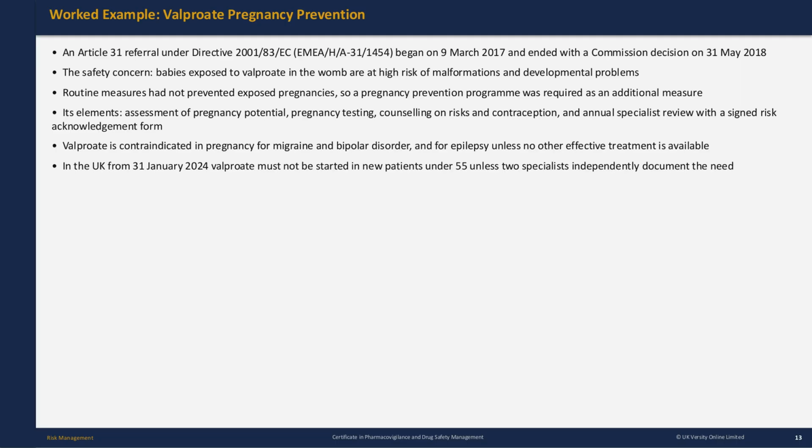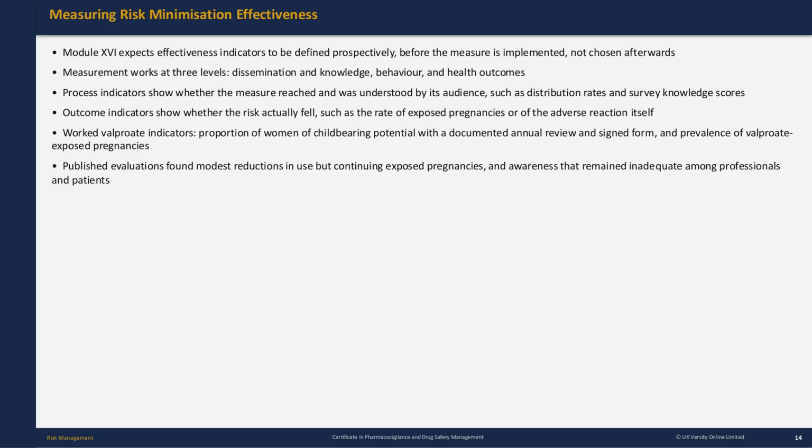Measuring risk minimization effectiveness. Module 16 expects effectiveness indicators to be defined prospectively before the measure is implemented, not chosen afterwards. Measurement works at 3 levels: dissemination and knowledge, behavior, and health outcomes. Process indicators show whether the measure reached and was understood by its audience, such as distribution rates and survey knowledge scores. Outcome indicators show whether the risk actually fell, such as the rate of exposed pregnancies or of the adverse reaction itself.